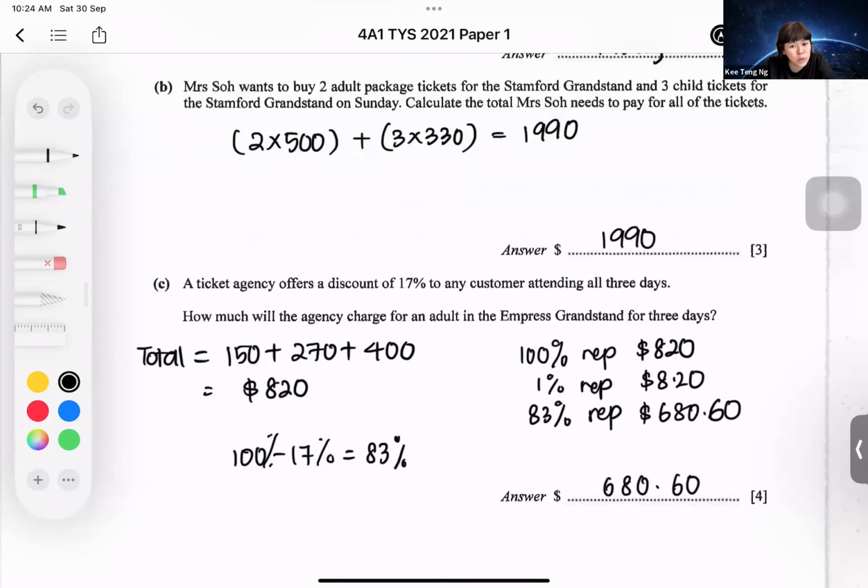Okay, so if you do it the other way around, you find 17%. Remember to subtract to find the amount that is being charged.